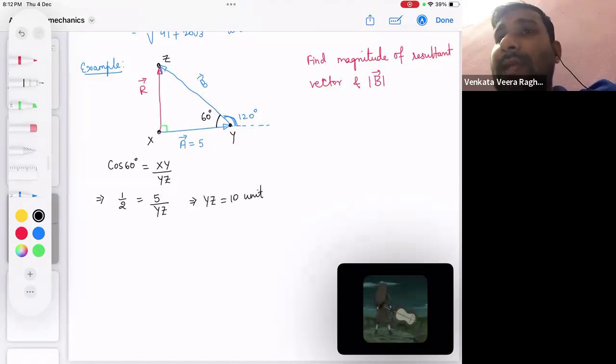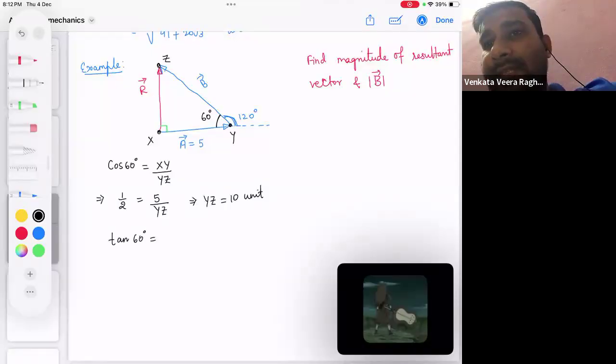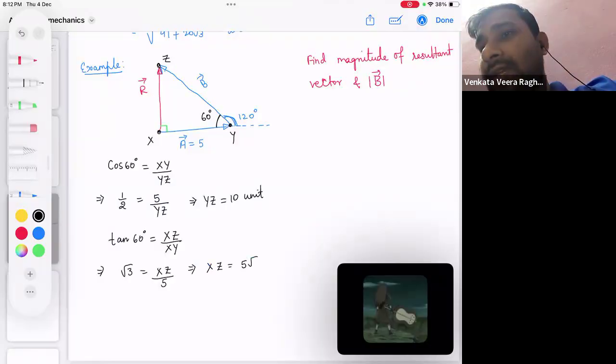Next, if I want to calculate the magnitude of the resultant vector, what should I do? Tell me, which trigonometric ratio should I use? Can I use tan 60? Please check it. Yes, sir. If we use tan 60, are we getting XZ by XY again? So tan 60 is equal to root 3. XZ we have to find out, and XY is equal to 5. So XZ is going to be 5 root 3.